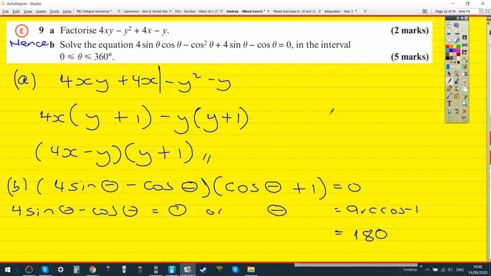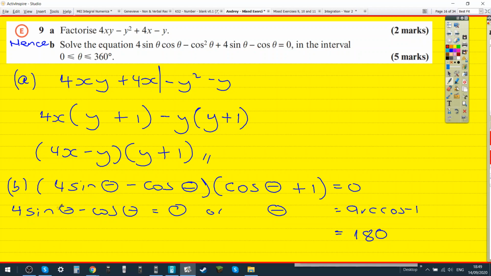And should I then solve for theta? Yep. That would be... I've got quite a lot of solutions. What did you mean by solve for theta? Do 4 sine theta minus cos theta equals 0 into my calculator.